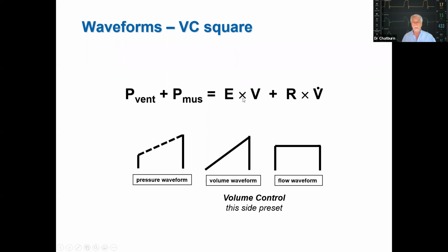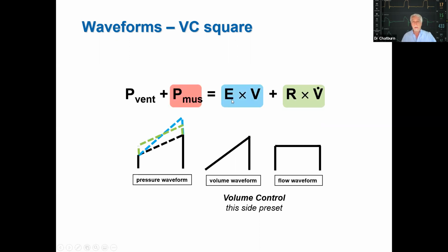Now, in some modes, you can set volume but not flow, and sometimes that's confused with a form of volume control, but by this taxonomy is not. You have to have these two criteria. Now, what happens in terms of the waveforms is that for volume control, the right-hand side of the equation is preset, right? So any change in lung mechanics is not going to affect the volume or flow. What does it affect? It affects the other side of the equation. So in this case, if we increase resistance, we're going to see the increase in the resistive component of this waveform.